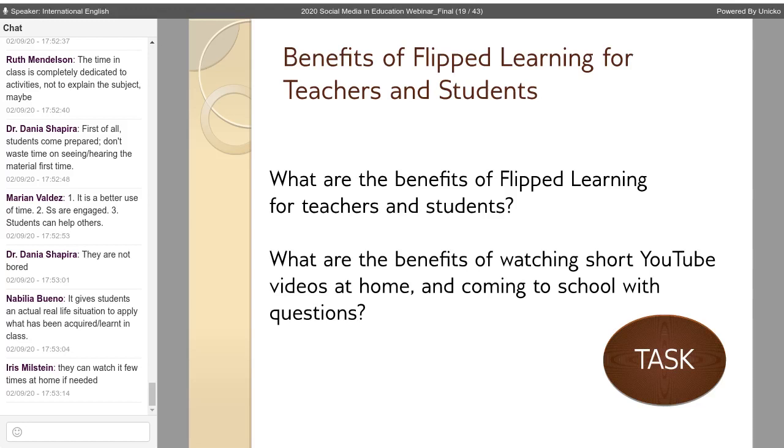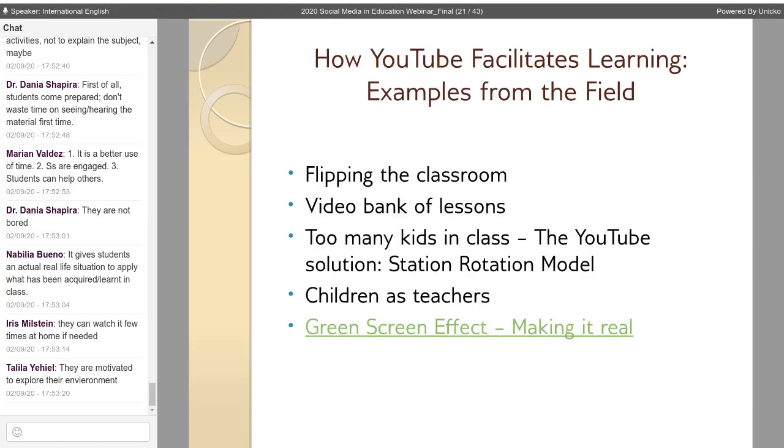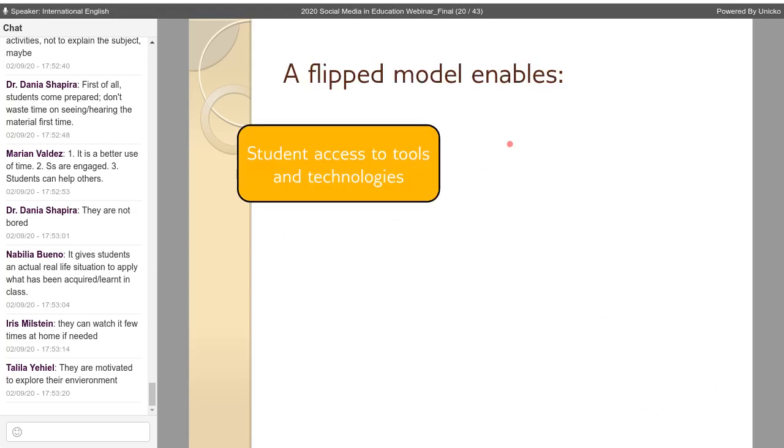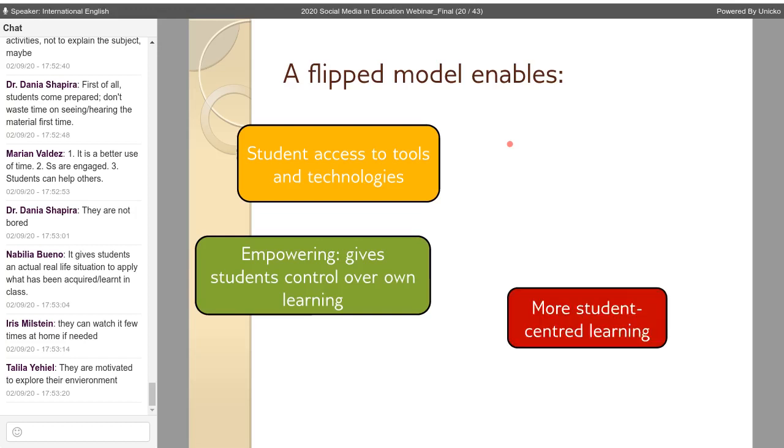That is correct. They can watch it a few times. Exactly. So a flip model, ladies and gentlemen, enables students access to tools and technologies. It empowers students. It gives students control over learning. It promotes student autonomy. It is more student-centered.